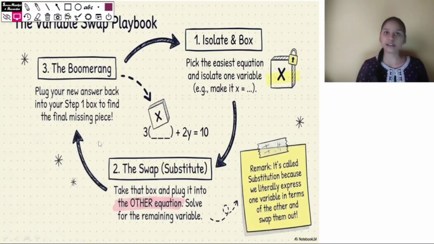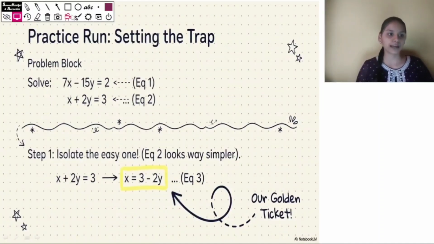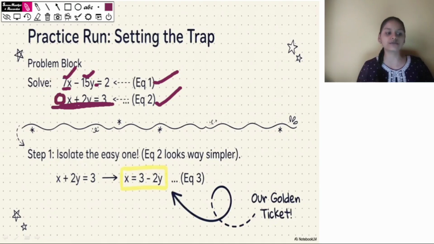So yes, let's see it with an example now. Practice problem. 7x minus 15y is equal to 2 is my equation 1. x plus 2y is equal to 3 is my equation number 2. I had told you, whichever has less coefficient, try to take that. Here you have 7x minus 15y, so this has a coefficient, this also has a coefficient. But if you see this equation, x doesn't have any coefficient. It is free, so it seems to be easier, isn't it?